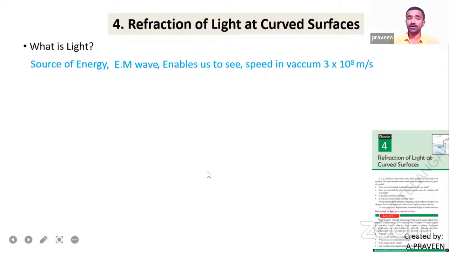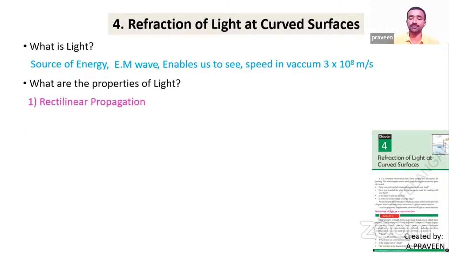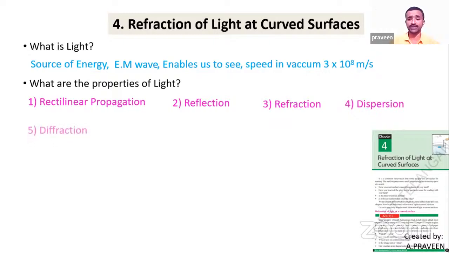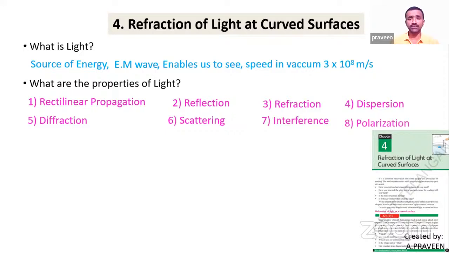The properties of light were also discussed in lesson number 1, in reflection of light. They are rectilinear propagation of light, reflection, refraction, dispersion, diffraction, scattering, then interference and polarization. These are the major properties that we discuss in optics. The discussion is already completed about rectilinear propagation and reflection. The next property of light that we are discussing in this chapter is refraction.